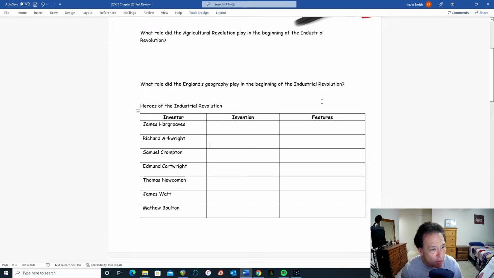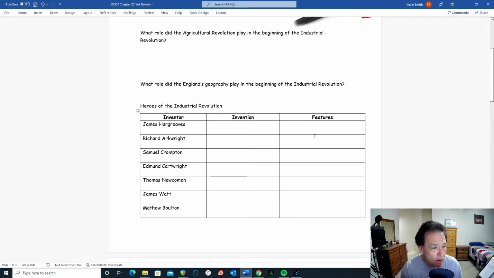I've got this chart. I'm going to name each inventor and quickly name what invention they came up with and what its features were, why it was important. And one thing leads to another, so it's kind of a progression. We'll start with James Hargreaves. He invented a machine called the spinning jenny. This was hand-powered, but what it had the capability of doing was spinning fine thread.